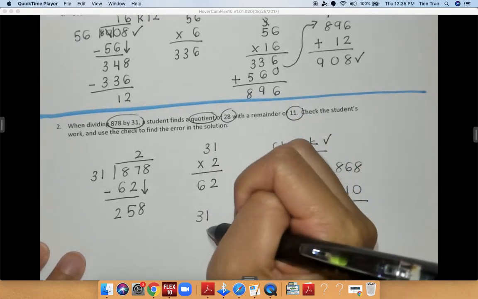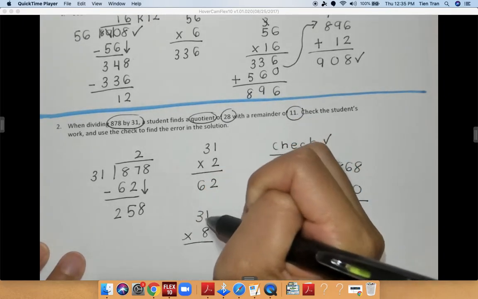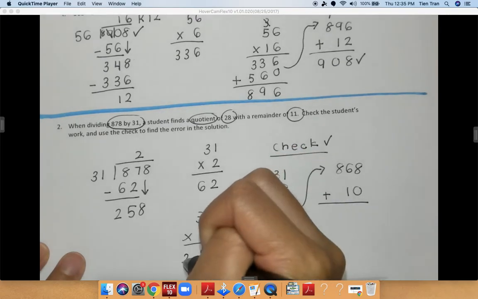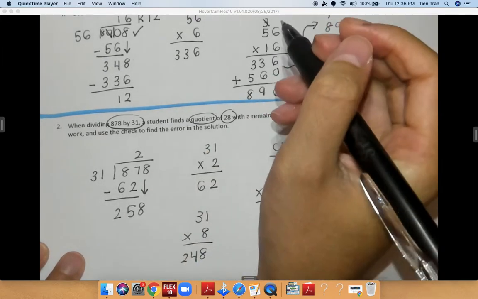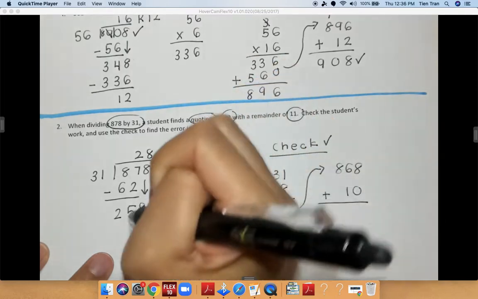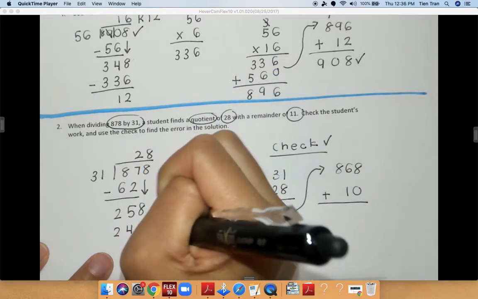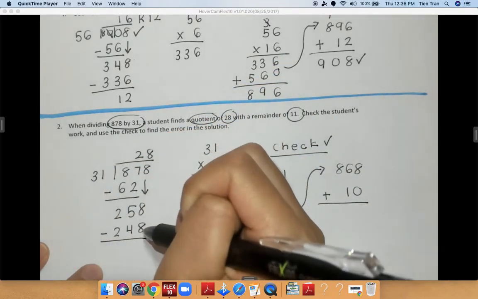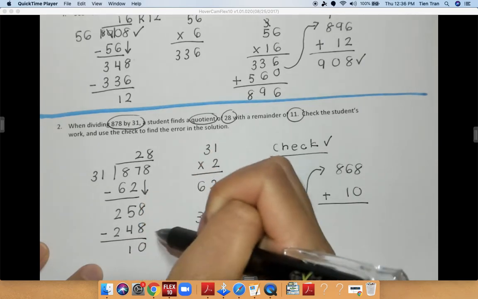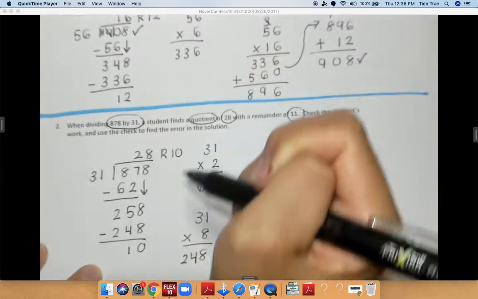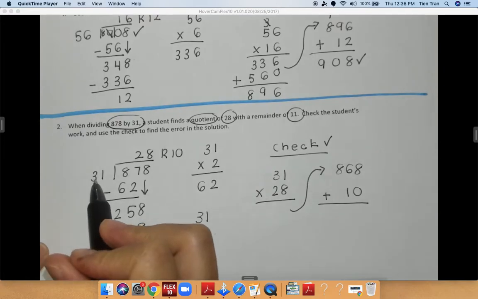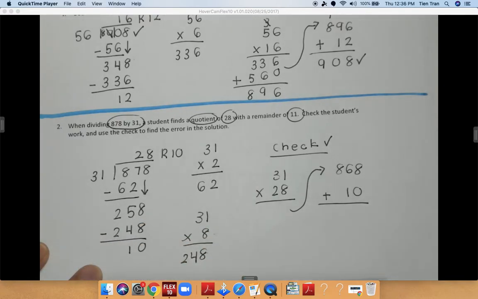Now I'm going to multiply again, how many times 31 can go into 258. I'm going to try 8 and see if that works. 8 times 1 is 8. 8 times 3 is 24. That is very close to 258, so I'm going to try that one. 248. 8 minus 8 is 0. 5 minus 4 is 1. My remainder is 10. Again, my remainder is less than my divisor, so that means my answer is probably correct.